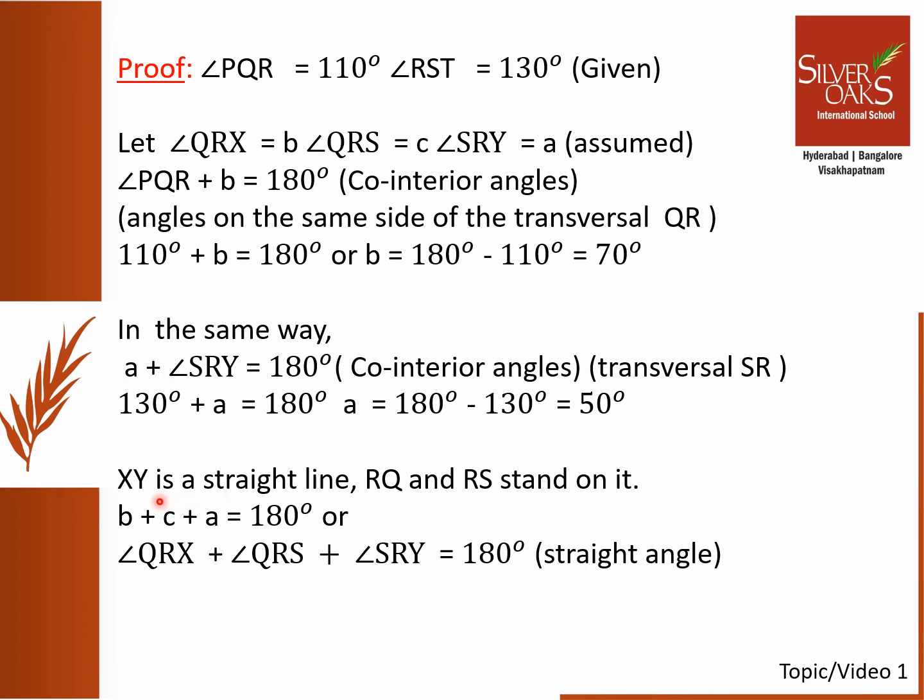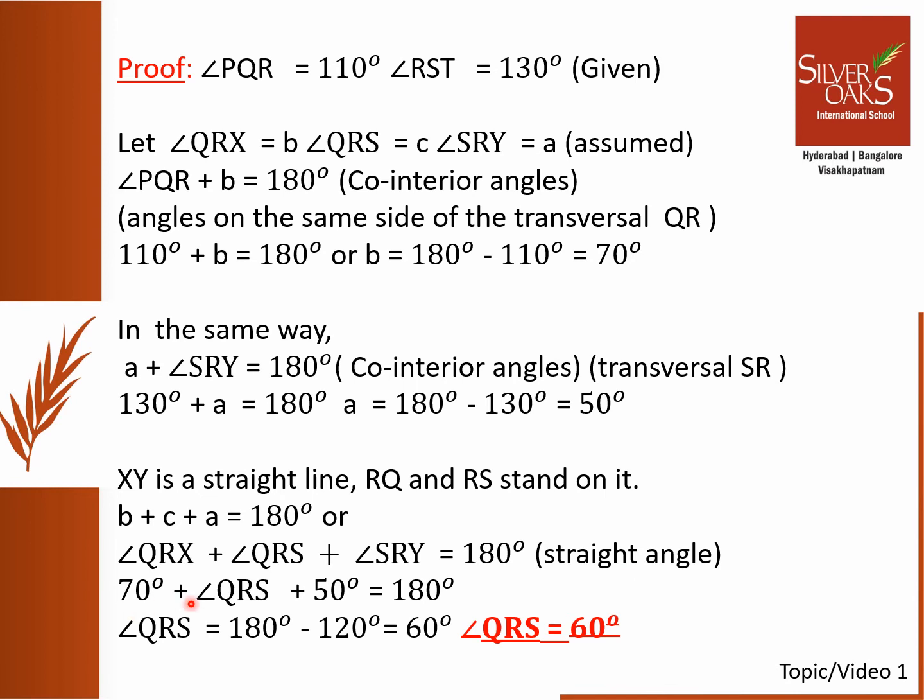Now, we have to find out the middle angle, isn't it? QRS. So, we can apply the straight angle property or the linear pair. The sum of all the 3 angles is 180 degrees. You know 2 angles. You know QRX and you also know SRY. Put the values and you will get angle QRS as 60 degrees. Understood?